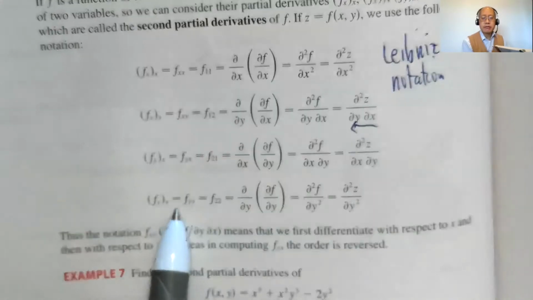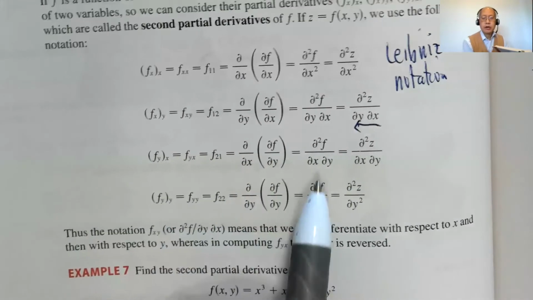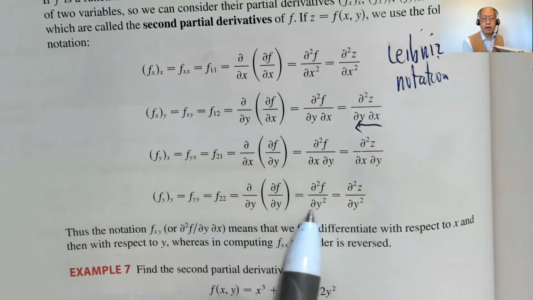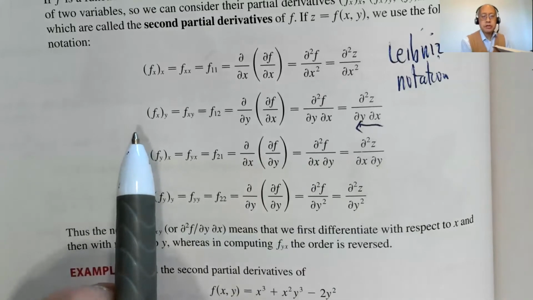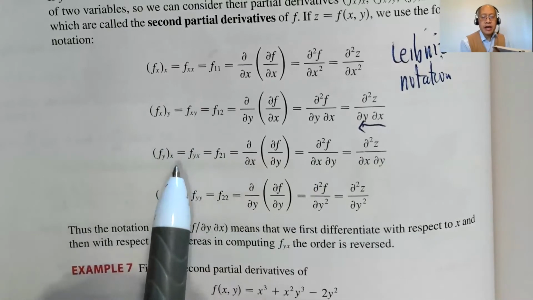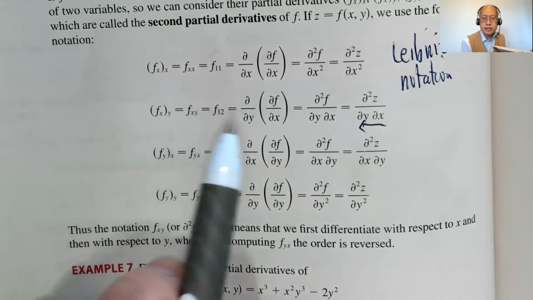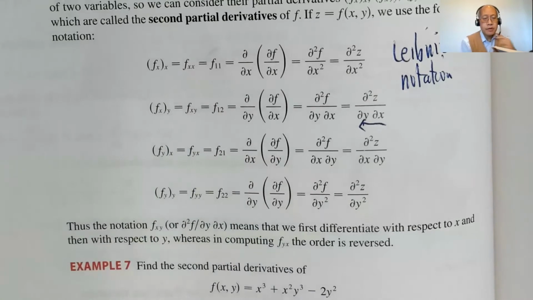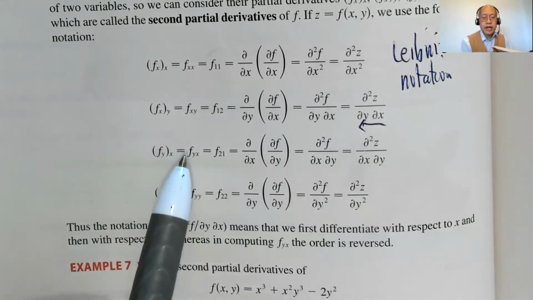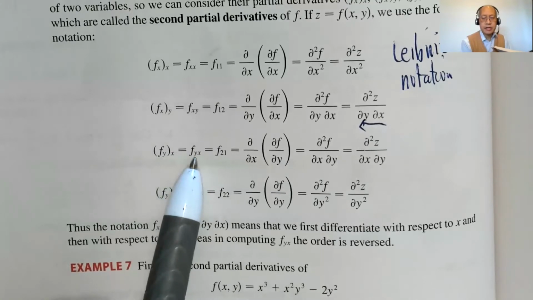Fyy means take the derivative with respect to y and differentiate again with respect to y, or partial squared f over partial y squared. The mixed partials, fxy, fyx. This means first take the derivative with respect to x. It can be written like this, and then take the derivative with respect to y. This one says, first take the derivative with respect to y, and then differentiate with respect to x.